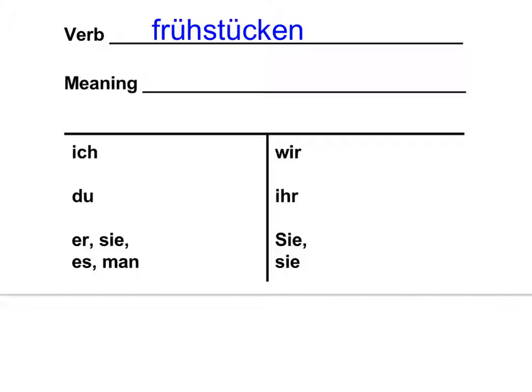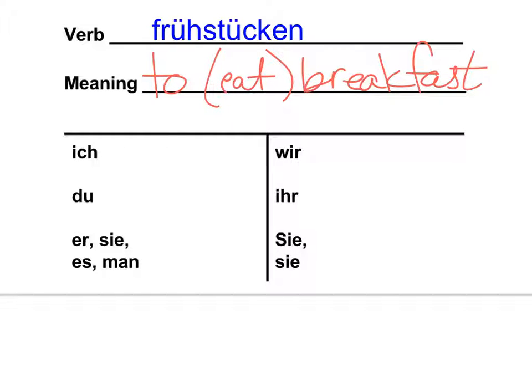Remember this one? From yesterday? Frühstücken. What did this one mean? Was it, huh? It's a verb we don't have in English. We did it in the listening part. To breakfast. There you go. Good. So happy. It's such a happy verb. It has so many umlauts over U's. It's just happy looking, right?